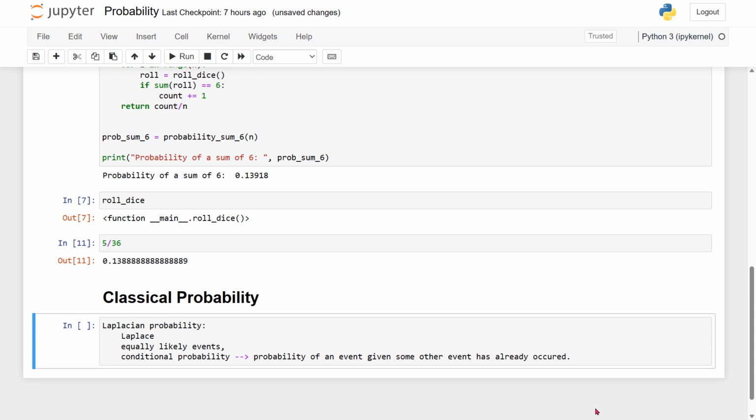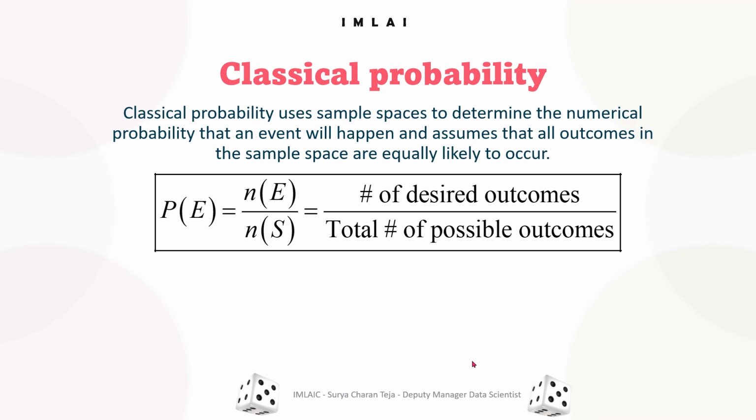It was intermixed with Bayesian probability and frequency probability. However, Laplace's work laid the foundation for modern probability theory and its applications in a wide range of fields. So now we know the classical probability history. Now, what is classical probability?